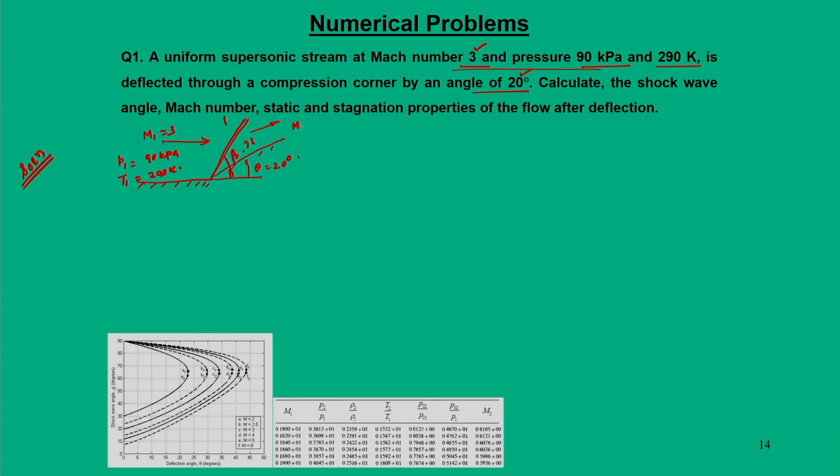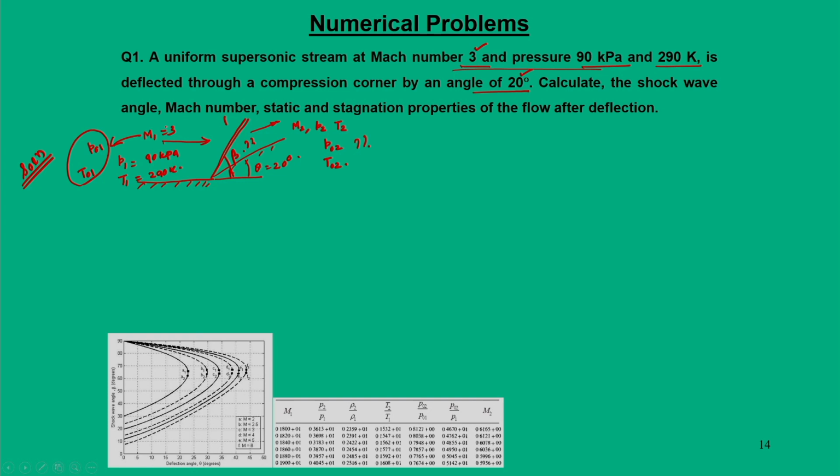So, we have M2, P2, T2, but the question asked us to find the stagnation properties as well. Here I can write P naught 1, T naught 1, and downstream P naught 2, T naught 2. These are unknown quantities, and P naught 1 and T naught 1 are functions of M1.